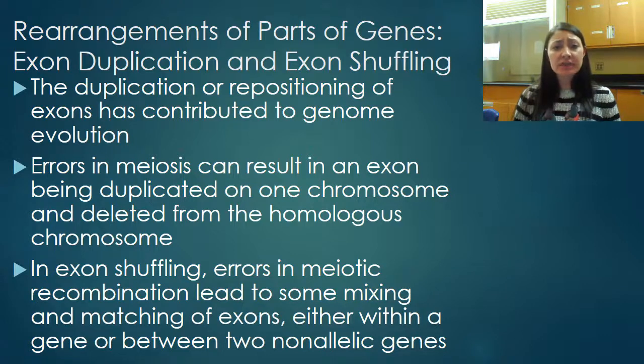In exon shuffling, you get errors in meiotic recombination. This leads to mixing and matching of exons, either within a gene, so you can have exons being shuffled around, or between two genes that are non-allelic to each other, so they're not coding for the same traits.